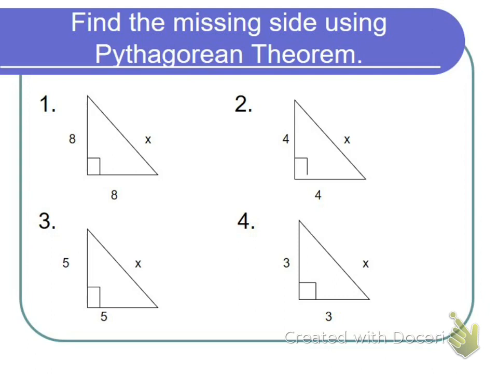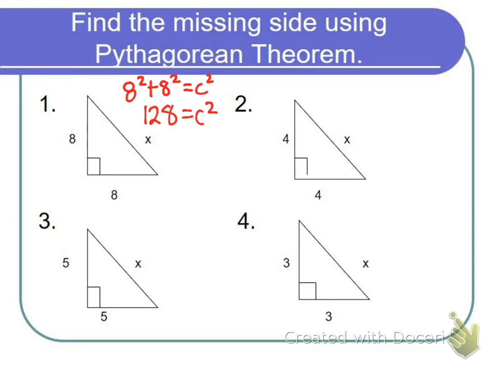All right. So we already said that on all of these, we are going to be looking for C. That's what our missing side is on all of these. So for number 1, we're plugging in 8 and 8 into A and B. So 8 squared plus 8 squared equals C squared. What is 8 squared? 64. So we're taking 64 plus 64. What does that give us? 128. So 128 equals C squared.